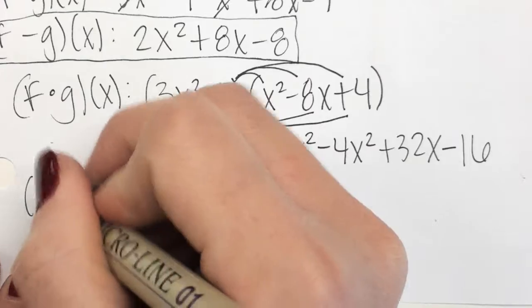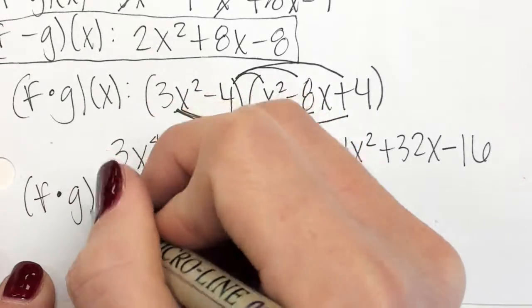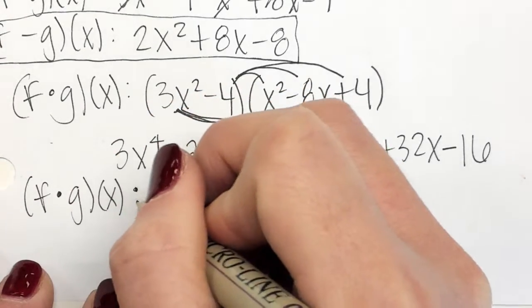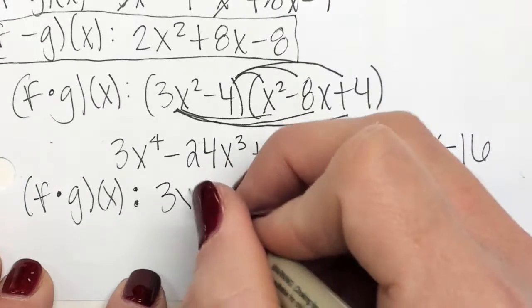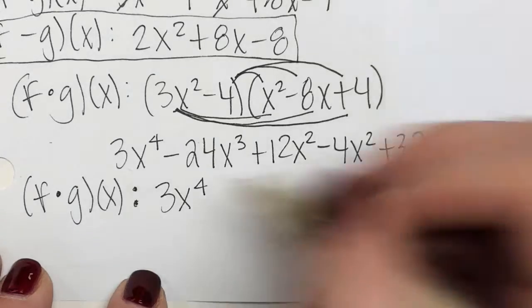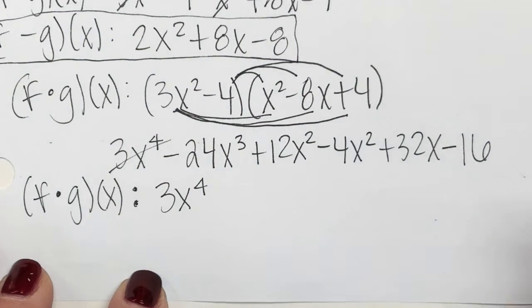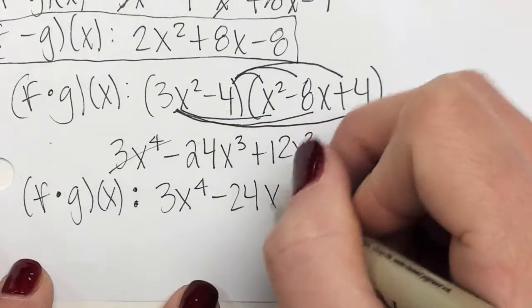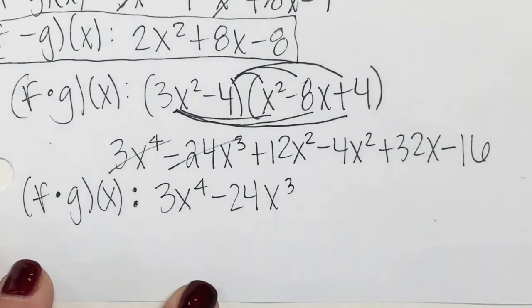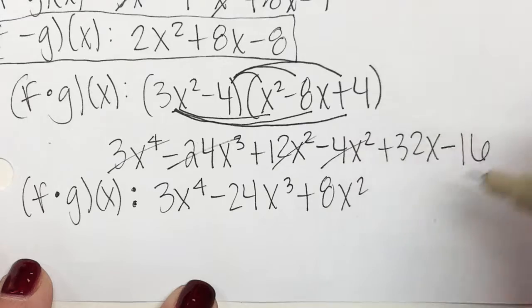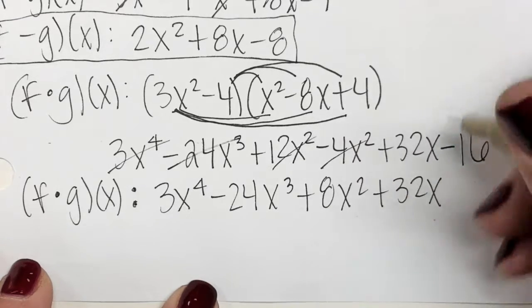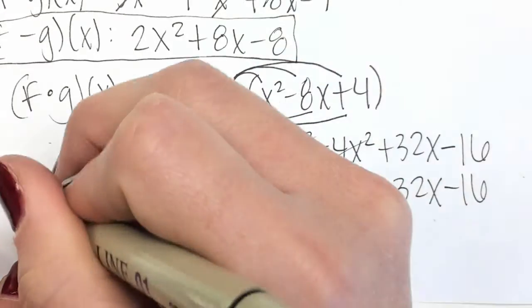Alright, now all we have to do is combine like terms. Alright, Abigail, what's my first term going to be? 3x to the 4. Good. Alright, Brandon, my next term. Negative 24x cubed. Very good. Darius, my next term. Plus 8x squared. Good. Nicole, 32x. And Hope, negative 16. Very good. That's it.